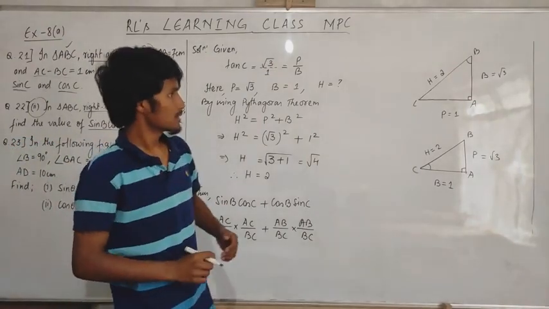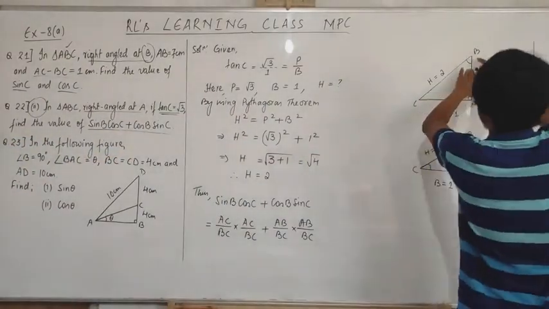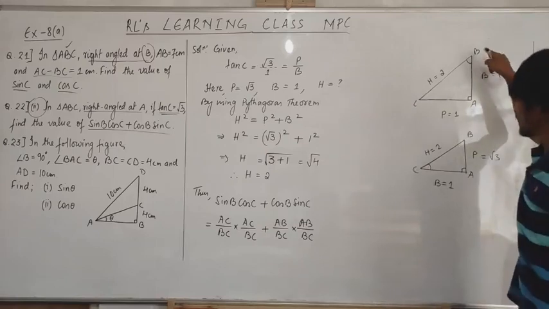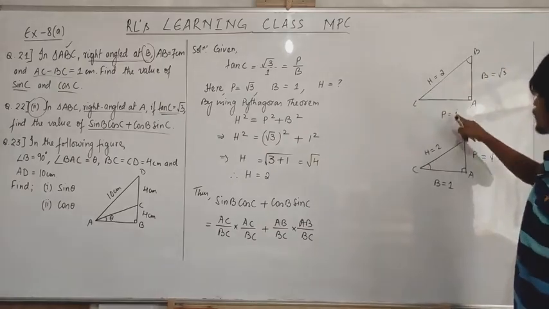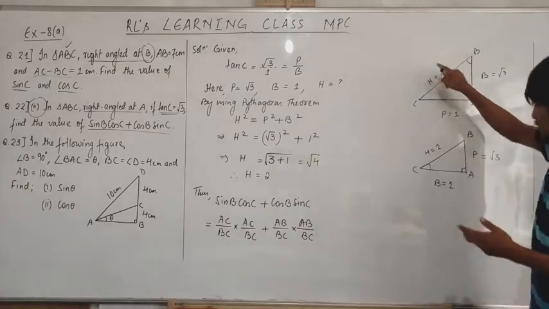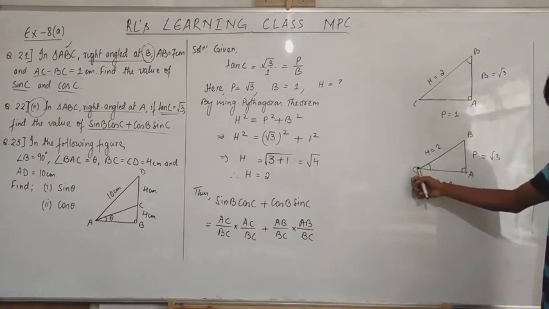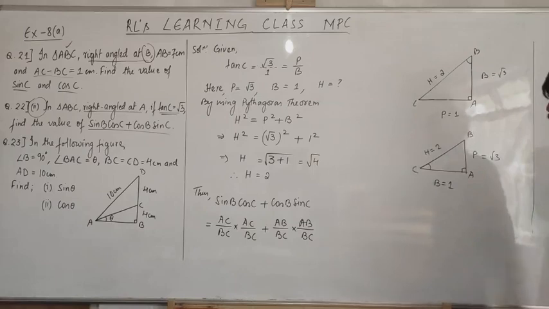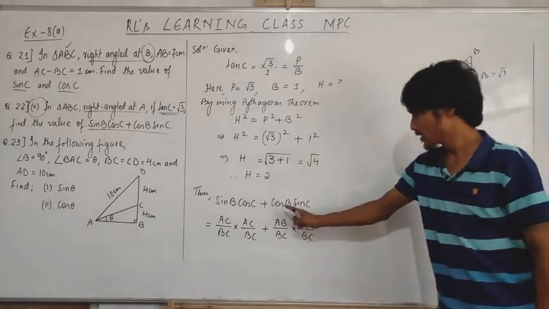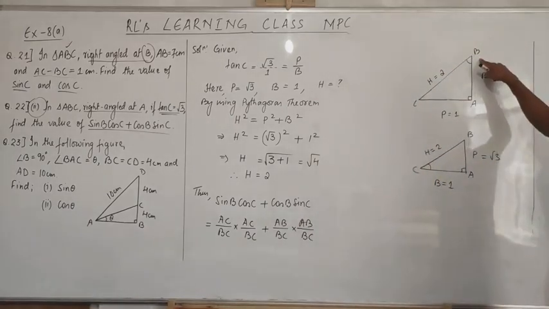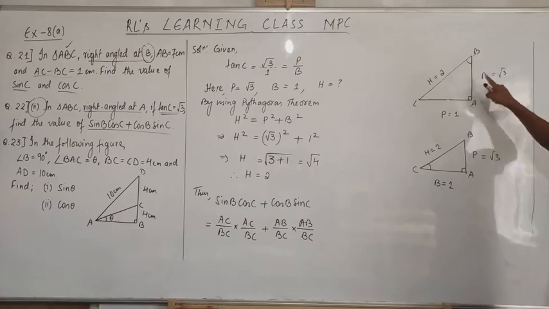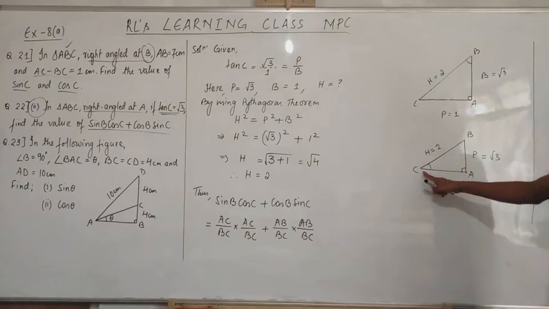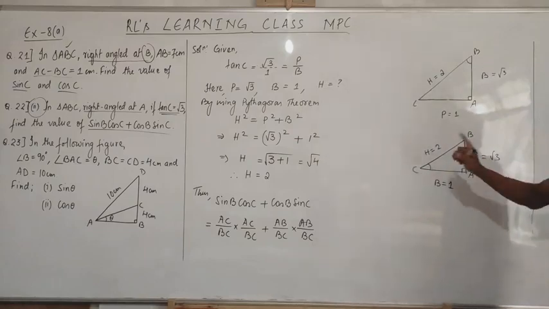Sin B, with respect to B, perpendicular by hypotenuse, 1 by 2. Okay, then cos C. Now this is with respect to C. Cos means B by H, then 1 by 2. Got it? Then here, cos B, again with respect to this angle B. Cos means B by H, √3 by 2. Then sin C, with respect to this angle, that will be perpendicular by hypotenuse, √3 by 2.